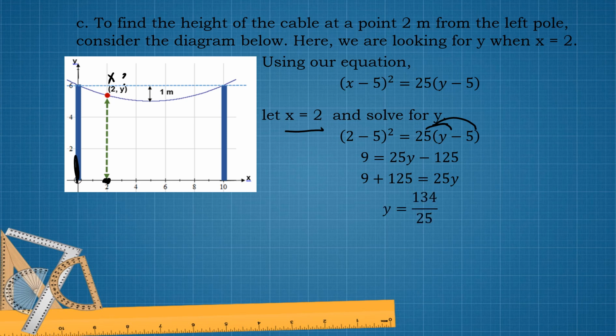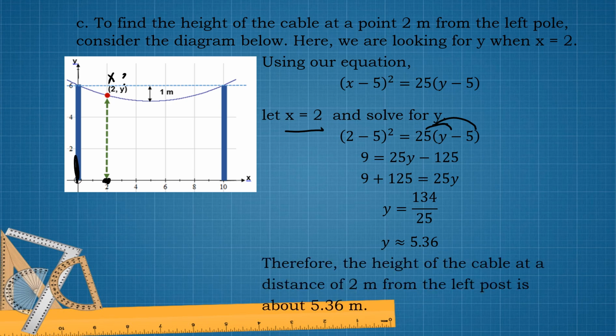Now, 9 plus 125 is equal to 134. So therefore, it will be 134 over 25. Why? Because it will be 134 equals 25y. To find the value of y, divide both sides by 25. So that it will be 134 over 25. Approximately, 134 over 25 is equal to 5.36. So what will be your conclusion? Therefore, the height of the cable at a distance of 2 meters from the left post is about 5.36 meters. So that's it for the second problem.